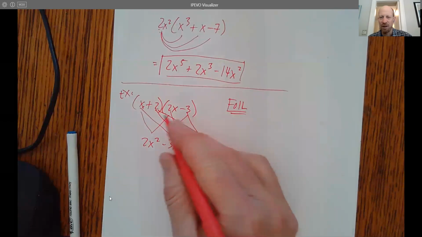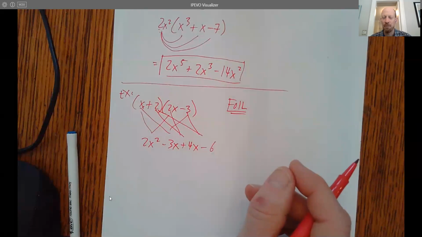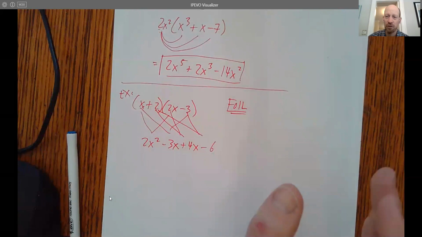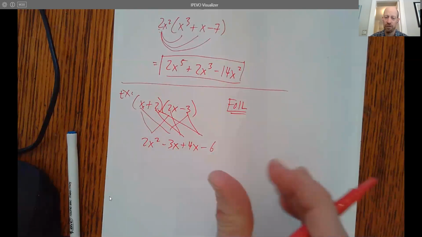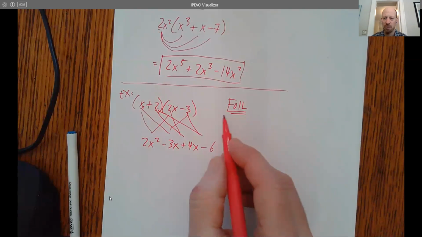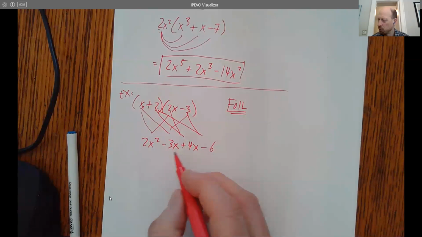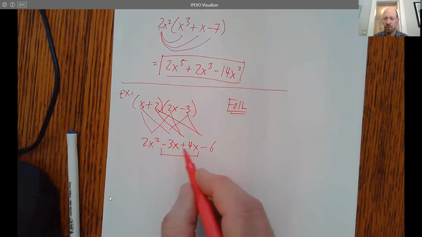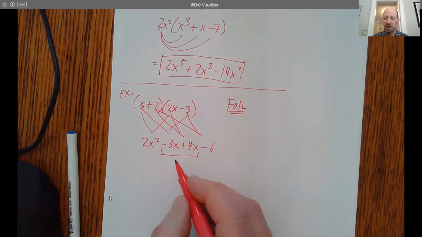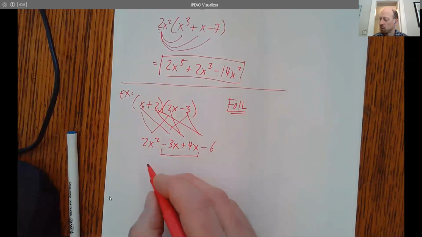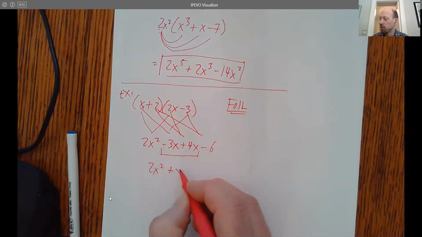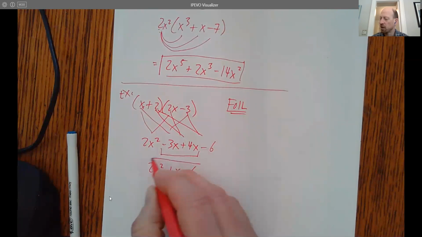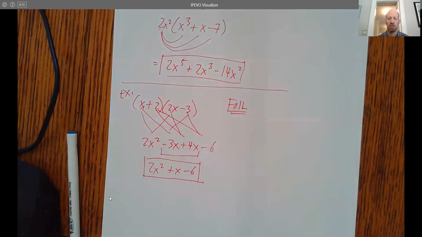It gets a little messy when you try and combine it all like that. But it doesn't matter what order you have those in, but you do need to get all 4 of them. So that's what the FOIL method is helping us remember. And typically when we do that FOIL method, these inner and outer terms, or these middle terms, can be combined together. Notice those are like terms. So I get 2x squared plus x minus 6 as my final product. What happens when I multiply those together.